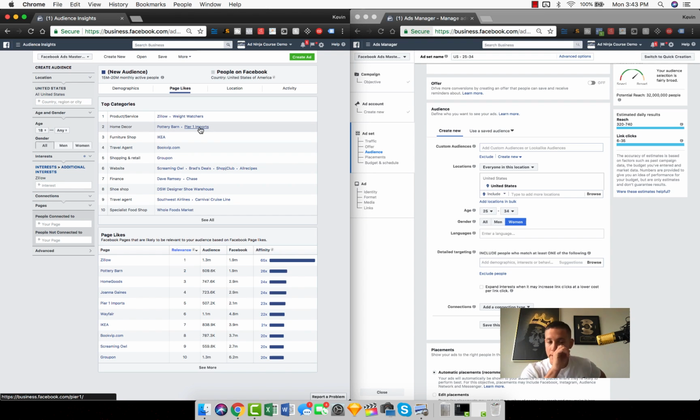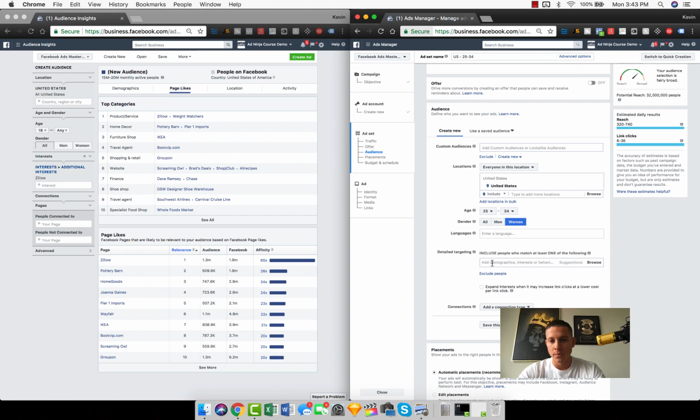Pier 1, again, you have to get decorations and furniture for your house and things like that, which is interesting because obviously the highest affinity score would be for the page that we're interested in. We see that Pottery Barn is number 2. So people who are interested in Zillow are 26 times more likely to also be interested in Pottery Barn than the average Facebook user that's not interested in Zillow. So definitely one that we would want to try would be Pottery Barn.